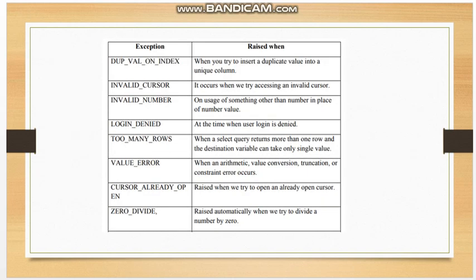These are some system defined exceptions, which means that if these exceptions come, the system itself is able to handle them. So that is duplicate value on index. When you try to insert a duplicate value in a unique column, you will get the exception automatically. Invalid cursor occurs when we try to access an invalid cursor name.